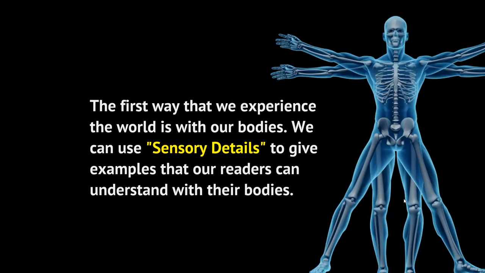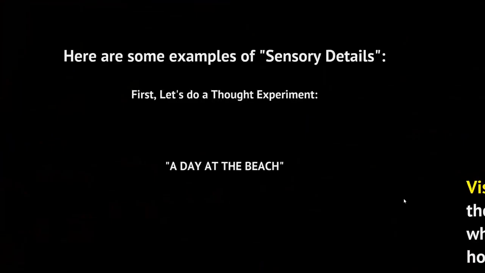The first way that we experience the world is with our bodies. We can use sensory details to give examples that our reader can understand with their bodies. We all have physical experiences. The physical experience of touch, sight, smell, taste. All of these things activate our mind so that we can have the experience.